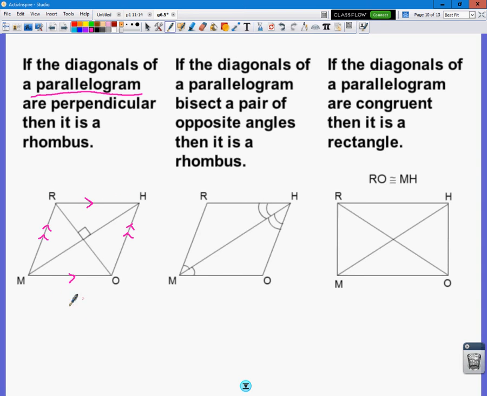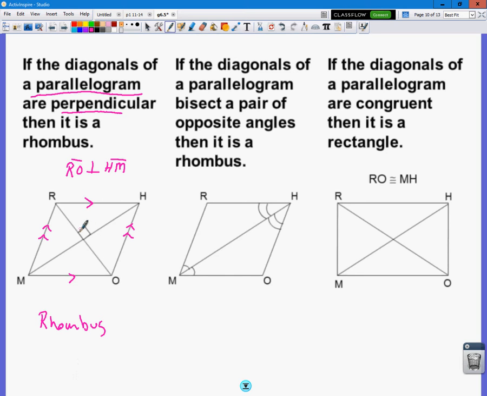And they're saying if that is given to me, and I know an additional piece of information, if I know that RO is perpendicular to HM, that this shape will in fact be a rhombus.